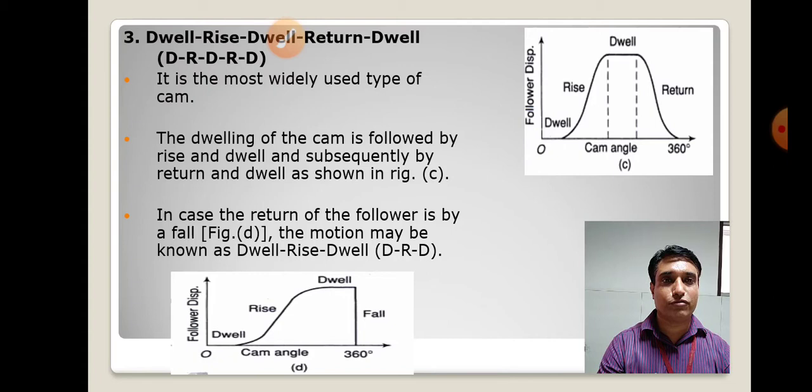It is the most widely used type of cam. The dwell of the cam is followed by rise and dwell, and subsequently by return and dwell, as shown in figure C. In case the return of the follower is by a fall, that case can be seen in figure D. The motion may then be known as a dwell, rise and dwell pattern. We can see in figure D the movement of the follower and cam in a dwell, rise and dwell pattern. Again, in this figure we can see the angle of rotation of the cam is between 0 to 360 degrees.